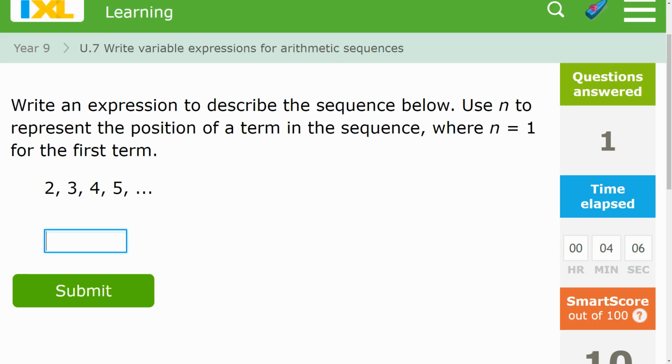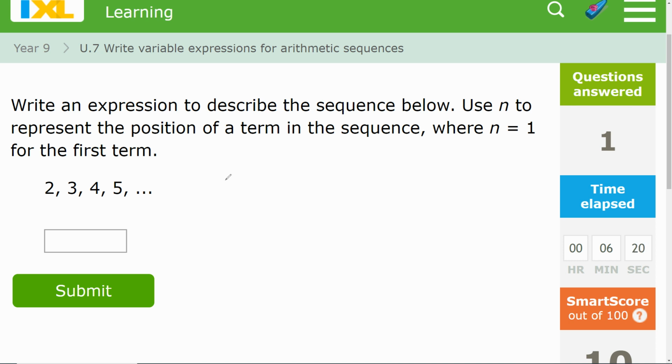Try the next one. Press pause and try it. All right, let's go through it now. If you're still not understanding it, let's see if you can get it.